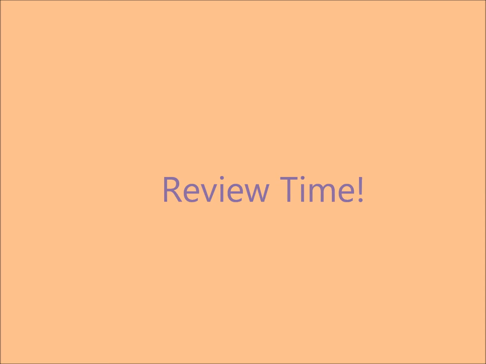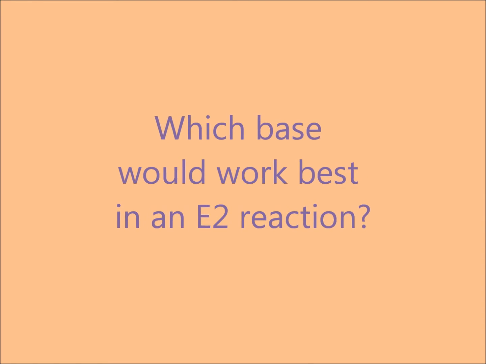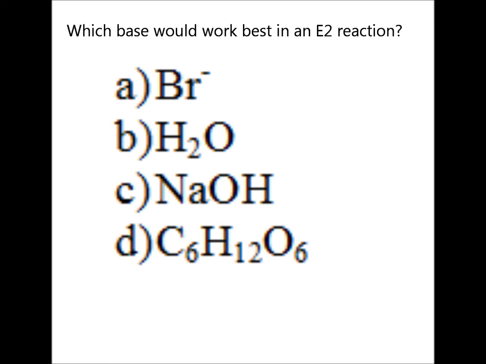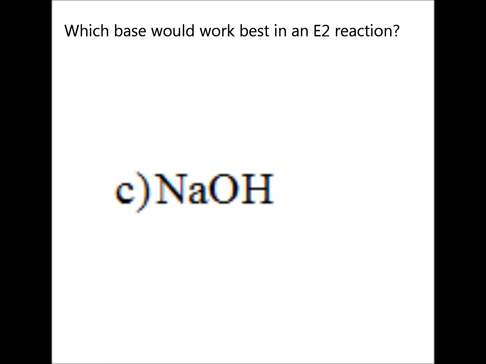Review time. Which base would work best in an E2 reaction? A, bromide ion, B, water, C, sodium hydroxide, or D, glucose. The answer is sodium hydroxide, because sodium hydroxide is the most basic, and E2 reactions require a strong base to give away electrons to make the leaving group leave, and to take away the hydrogen so that the alkyl chain will form a double bond.